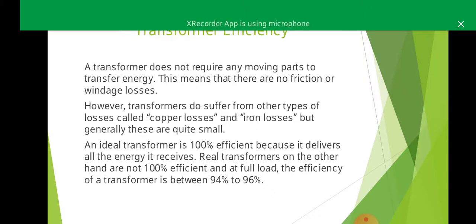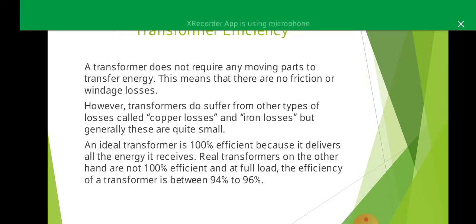As we all know, a transformer does not require any moving part to transfer energy. This means that there are no friction or windage losses, as we have studied in machines. However, transformers do suffer from other types of losses called copper losses and iron losses, but generally these are quite small.